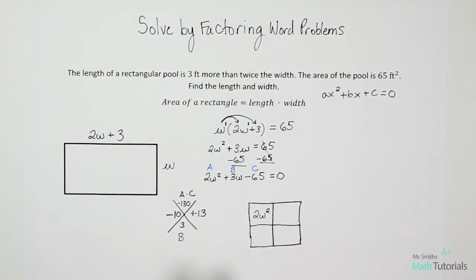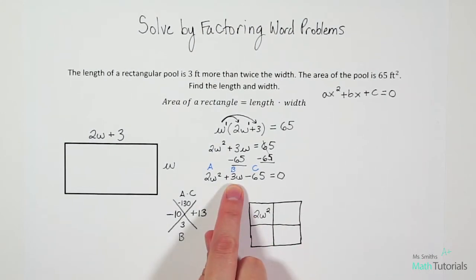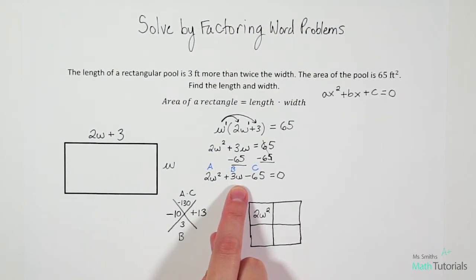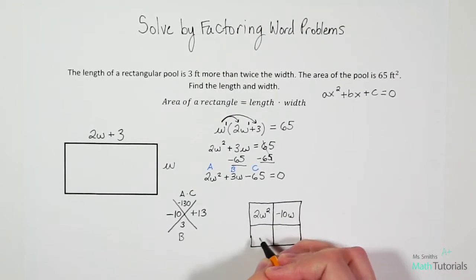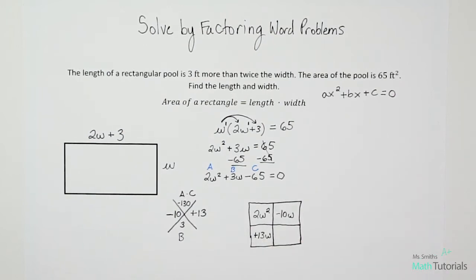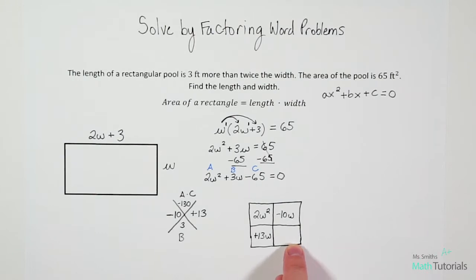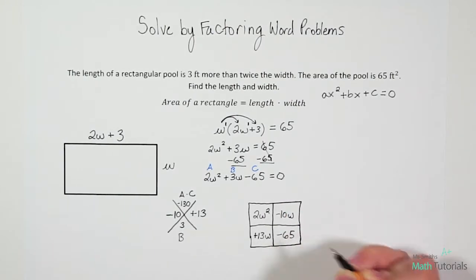The reason being that these two boxes are really going to be our new B values. And notice B value has a W with it. So we need our two new B values to also have W with them. So -10W and +13W. And then in our last box will always be our last term, -65.